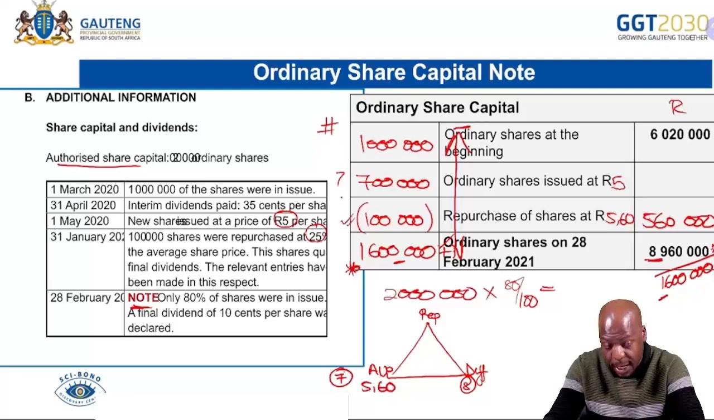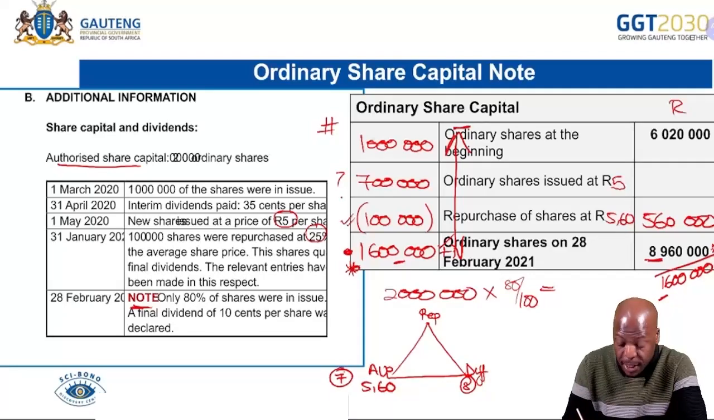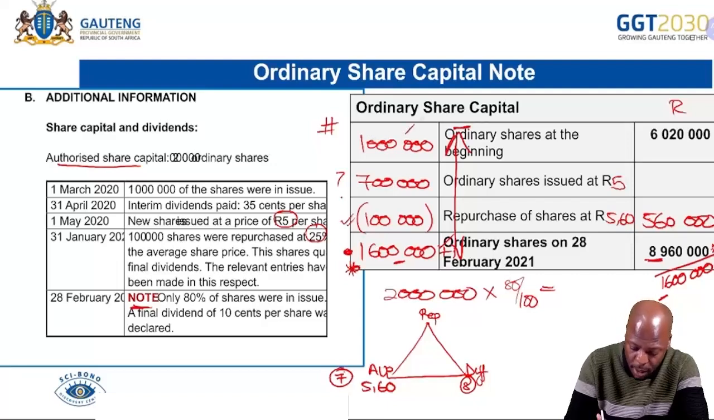How did we do that again? I'll repeat. It is your 1.6 million here. You're going up. When you go up, you say minus. So it's 1.6 minus a negative 100,000. A minus gives us a plus. So it's going to be 1.6 plus 100,000, which gives you 1.7 million. Minus the 1 million up here, it gives you 700,000.